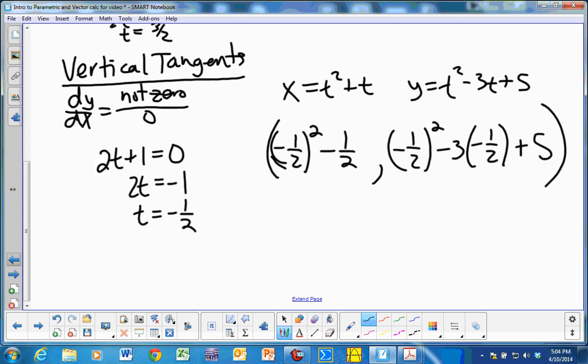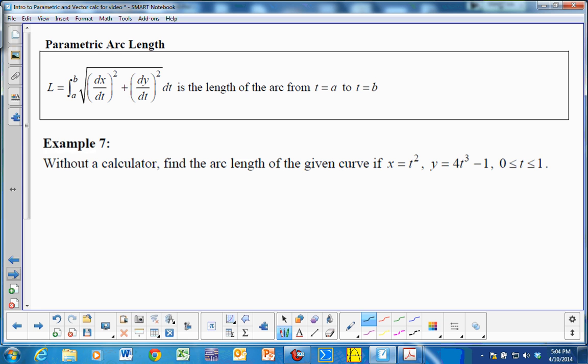Again, unless it happens to be on a multiple choice question, then you need to make it look like something else. Okay, so let's go to the next example about arc length, and that's all we'll do for this video, and then we'll continue on with the rest of this packet of notes in a third video.